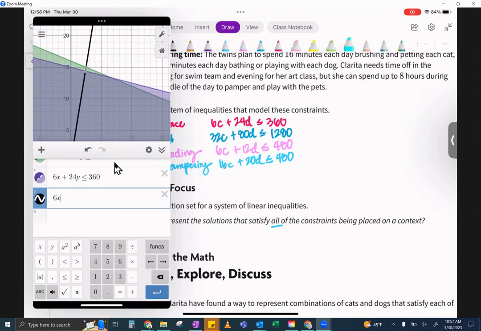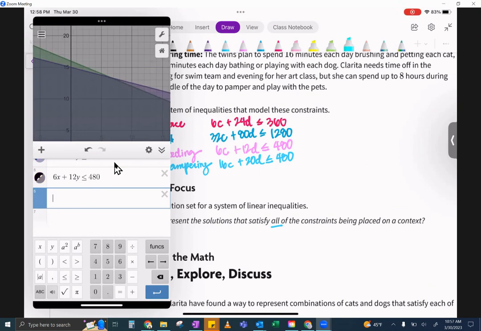So I'm going to add 6x plus 12y is less than or equal to 480. And then the other one is 16x plus 20y is less than or equal to 480. Okay, make sure that I copied those correctly.